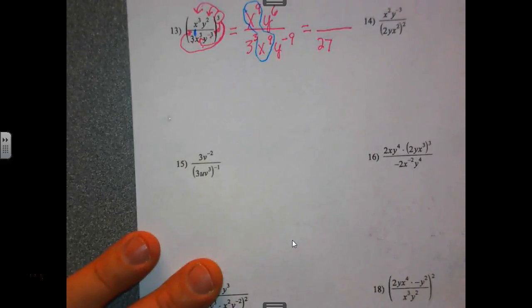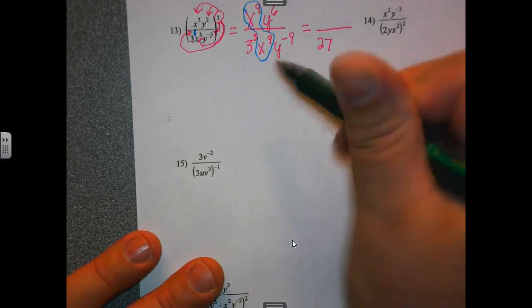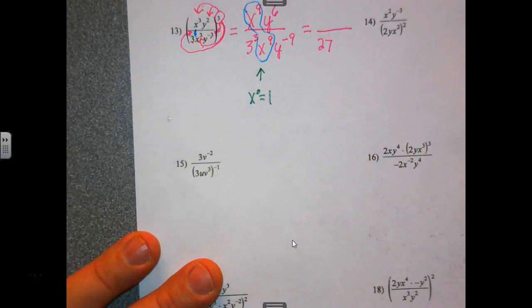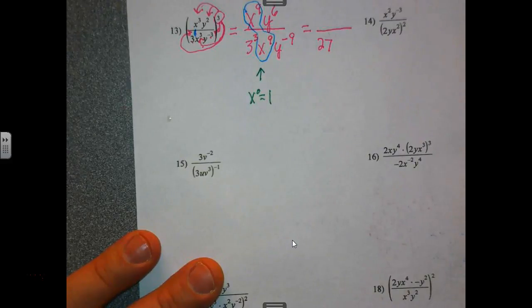Now, what's x to the 0? Yeah, it's the number 1. Anything raised to the 0 power is 1. So, I'm just going to put a 1 up there for now.